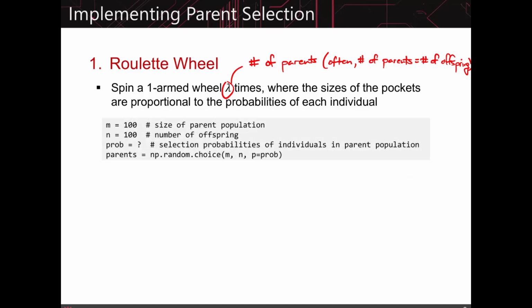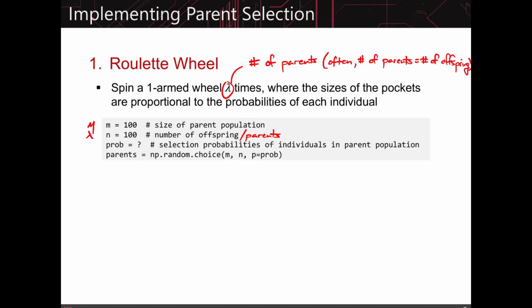So here's what that code might look like. And I'll note that when I use the variables m and n, this would be replacing mu and lambda. So the size of the parent population, that's mu, but I'm just going to use simpler variable names in the code. So I'm saying I have 100 individuals in the population, but the number of offspring and therefore the number of parents is going to be 100 in this case. Those numbers don't always have to be the same. You could generate more parents or fewer parents than offspring. It partially depends on how you're going to do survivor selection.